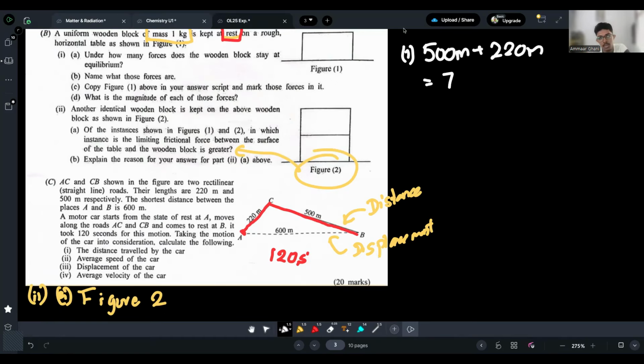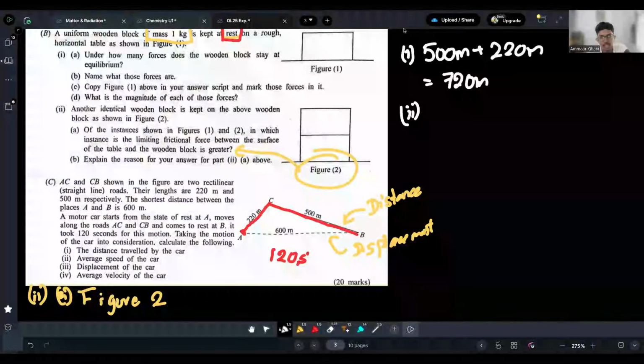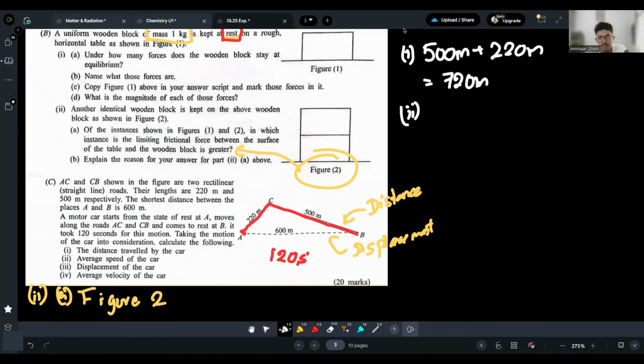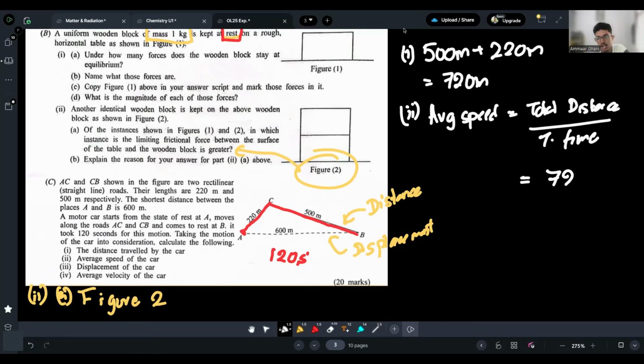Average speed of the car. They are not asking for the average velocity. They are asking for the average speed. So average speed is total distance divided by total time. Not total displacement, total distance. So what's the total distance? 720 meter divided by total time 120 seconds, which is 6 meter per second.